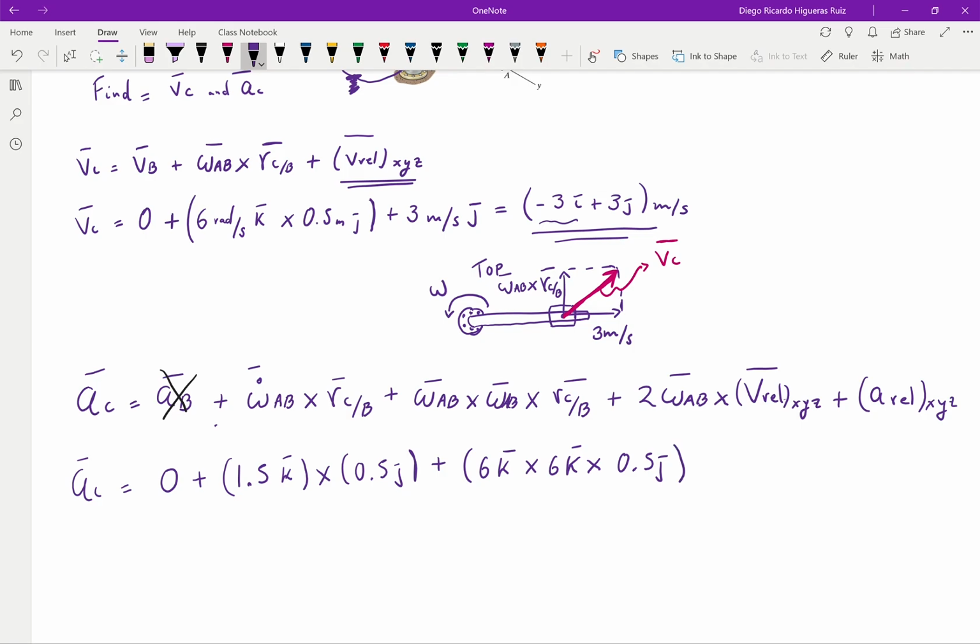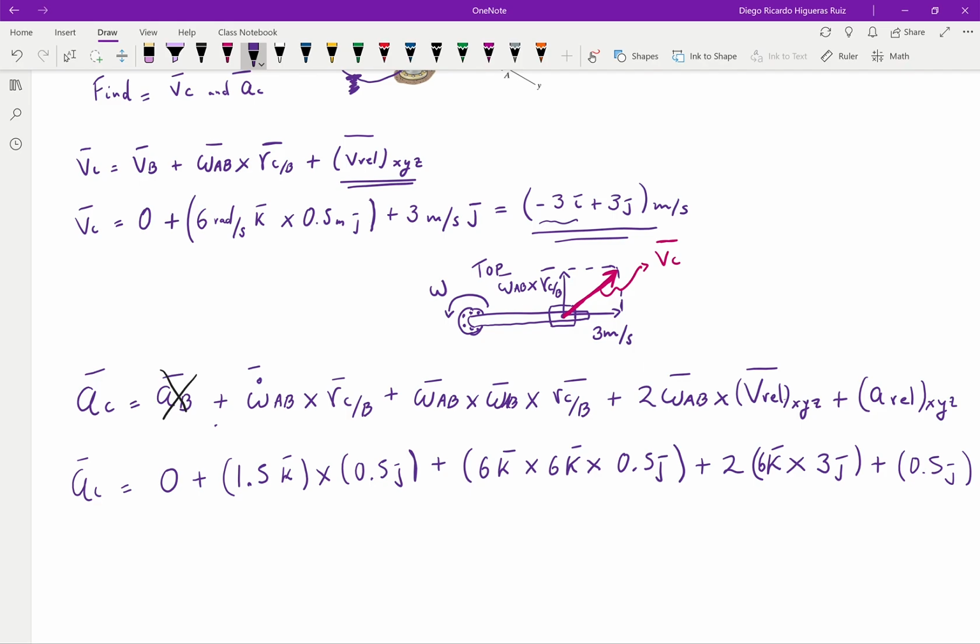Okay, now the Coriolis acceleration is going to be 2 times 6k, which is the angular velocity, cross product the relative velocity, and that's given in the problem, 3 meters per second in the j, and finally 0.5 meters per second squared in the j.